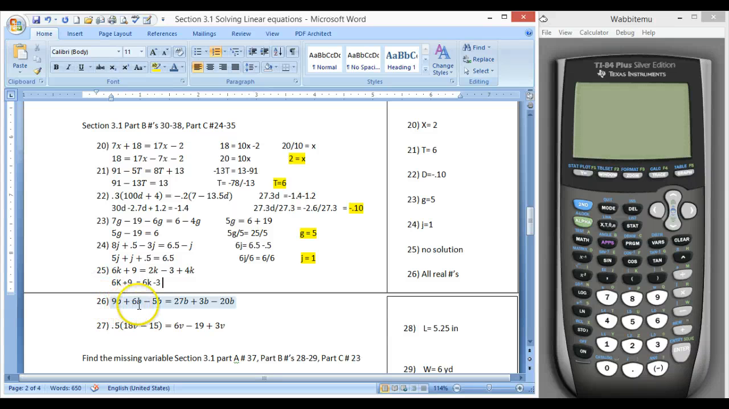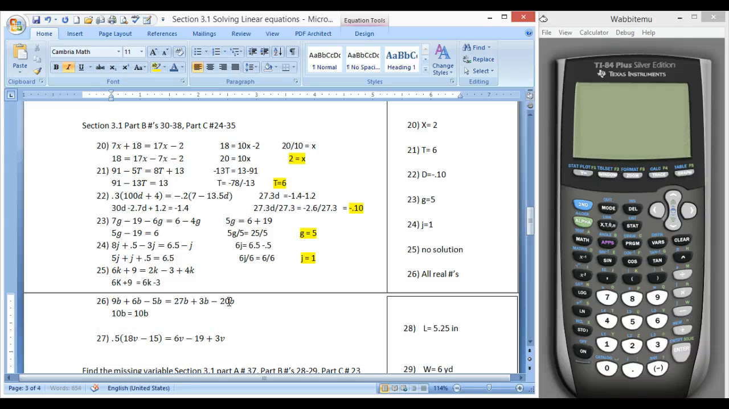Here I have 9b plus 6b minus 5b. Oh, I have a bunch. So here I have 9 plus 6 is 15 minus 5 is 10. So this left-hand side I have 10b. Okay, on the right-hand side, 27 plus 3b. 27 plus 3 is 30. Subtract 20. 30 minus 20 is 10b. 10b equals 10b. Some of you have already stopped and you know the answer.